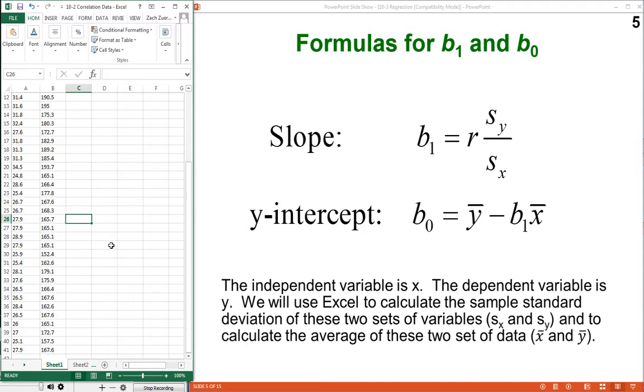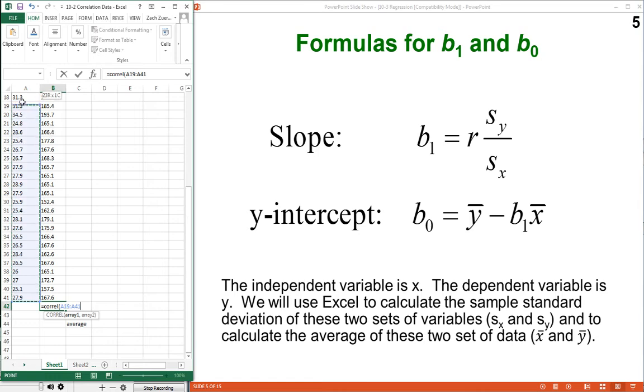If we're going to calculate this, remember we have to find the correlation coefficient. We need to find the standard deviation for both of those. We also need to find the average of each of those columns. All right. Equals CORREL.